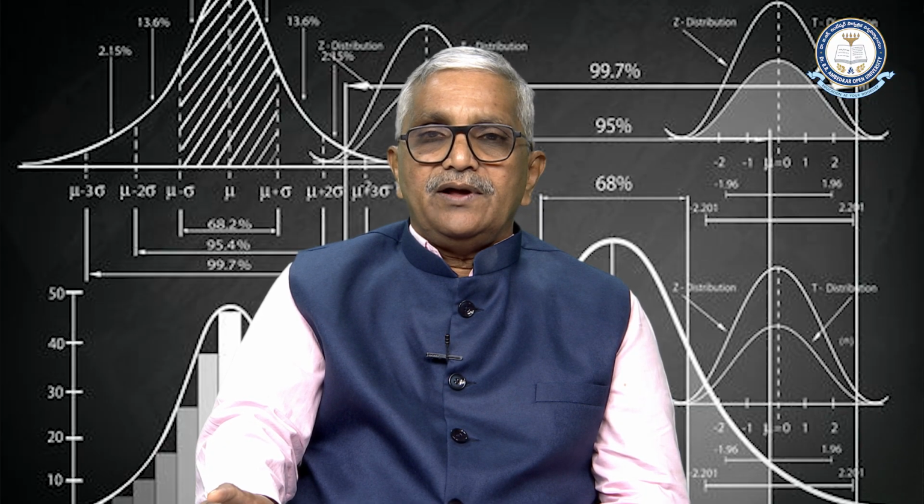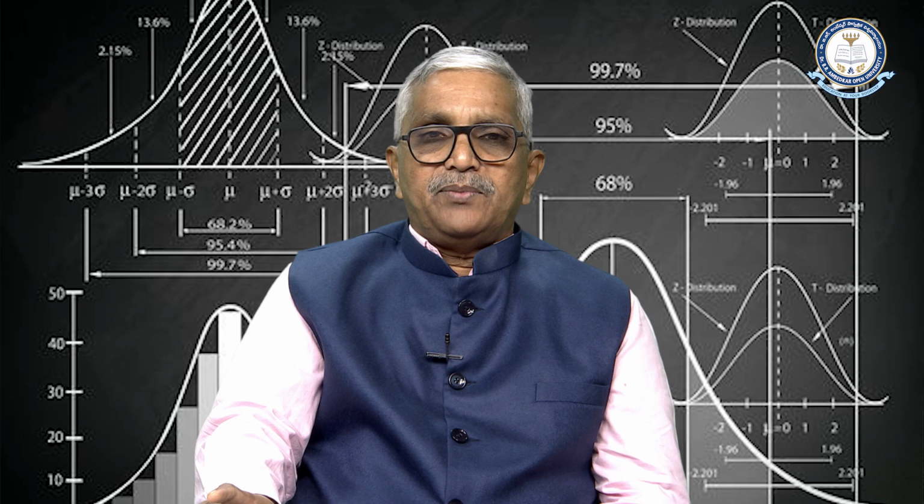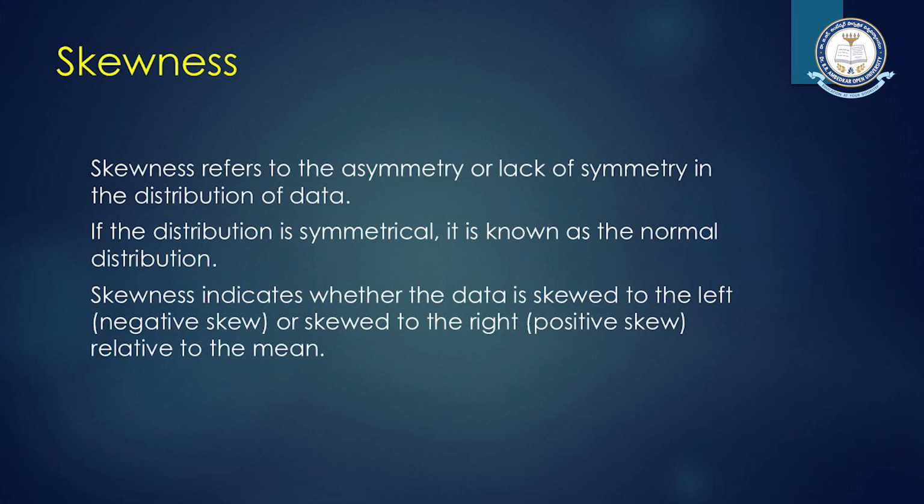Skewness refers to asymmetry or lack of symmetry in the distribution of data. Symmetrical distribution means when we divide the distribution into two parts, the first part is exactly equal to the second part. Such distributions are known as normal distributions. Skewness indicates whether the data set is skewed to the left, that means negative skewness, or skewed to the right, that is positive skewness, relative to the mean.